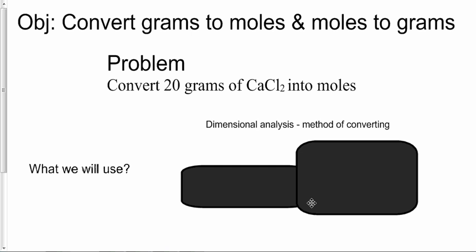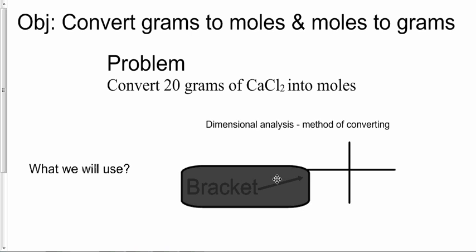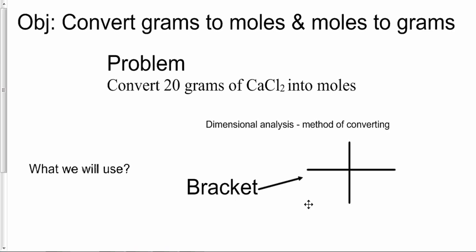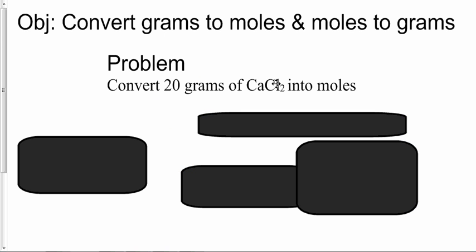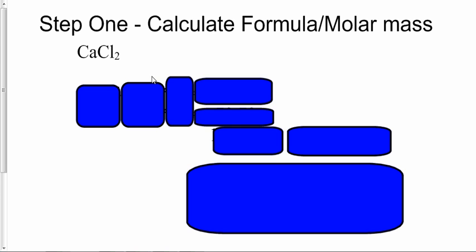Dimensional analysis uses this T-chart, which we're going to refer to as a bracket. T-chart, grid, whatever. It doesn't really matter what you call it. Now, the first thing you're going to do is calculate the formula or molar mass of whatever compound you're dealing with. So in the original problem, I had calcium chloride, so I need to calculate the formula mass of calcium chloride.